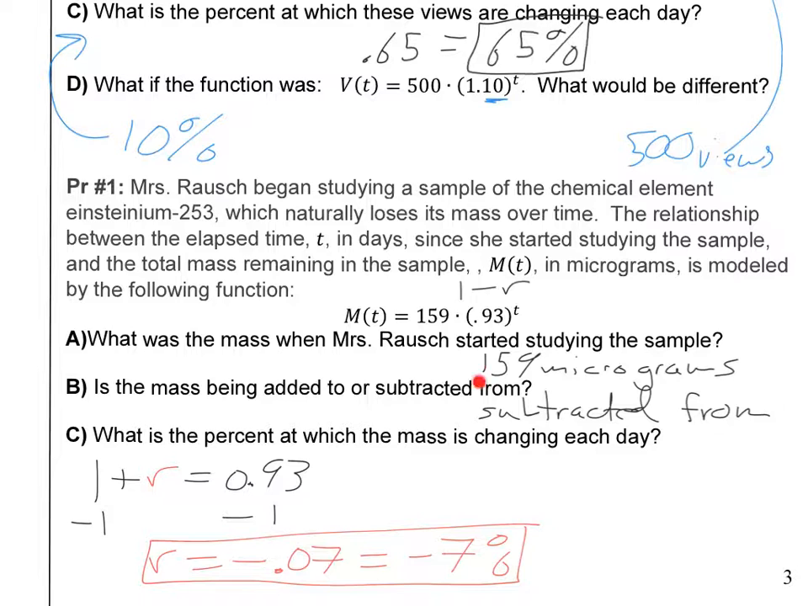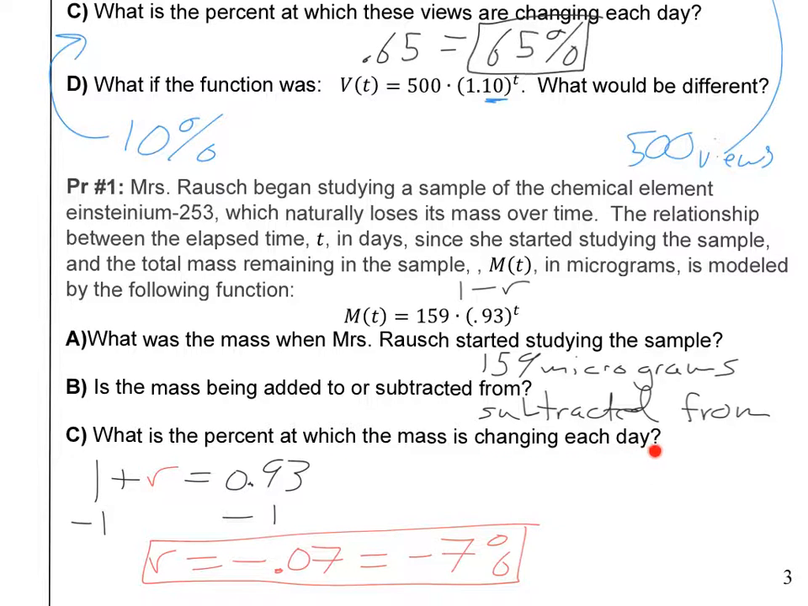Okay, so the amount or the mass when she first started studying the sample, that should be easy. Remember, that's just the number out in front that we started with, so that's 159, and they said that's micrograms. Is the mass being added to or subtracted from? Well, we know it's being subtracted from. We know it's shrinking because they said it loses its mass over time, so that's pretty easy. Also, remember this number is less than 1, so that means it's shrinking. If it's greater than 1, like in the problem before, it's growing. Pretty simple. So we know it's shrinking.